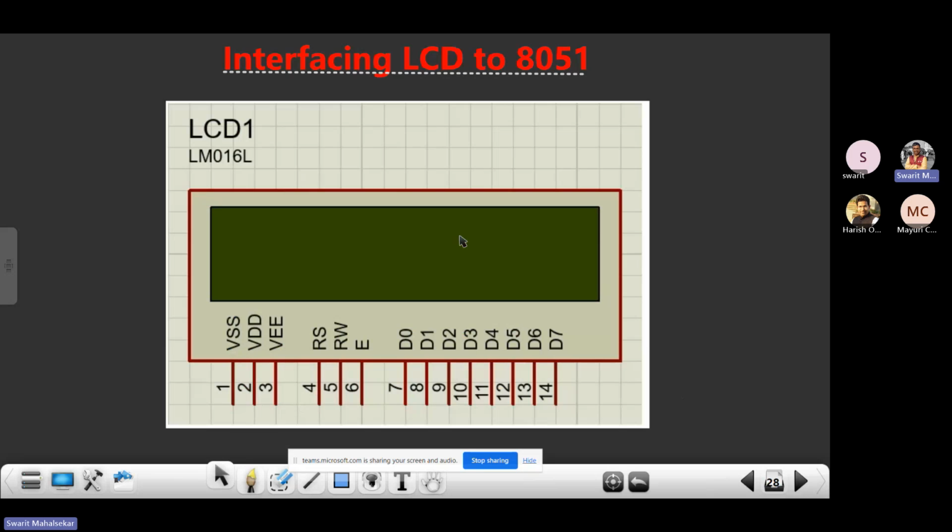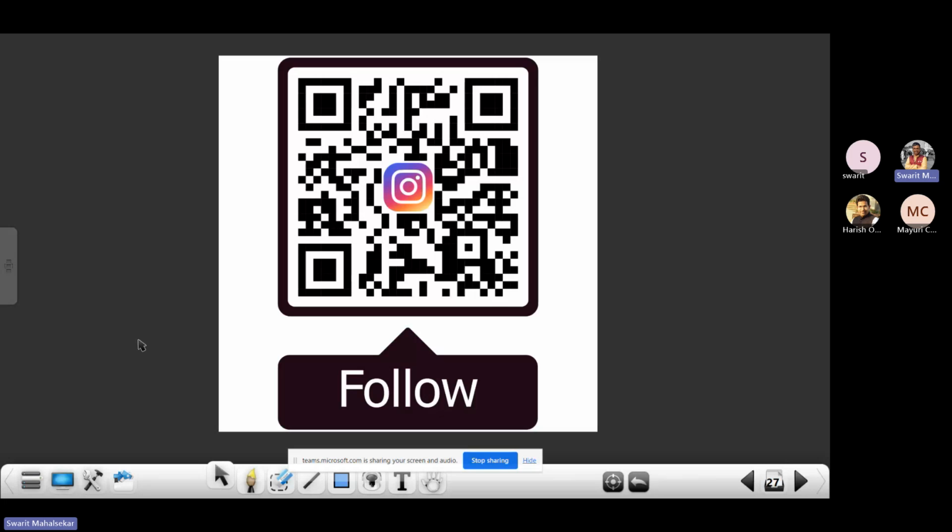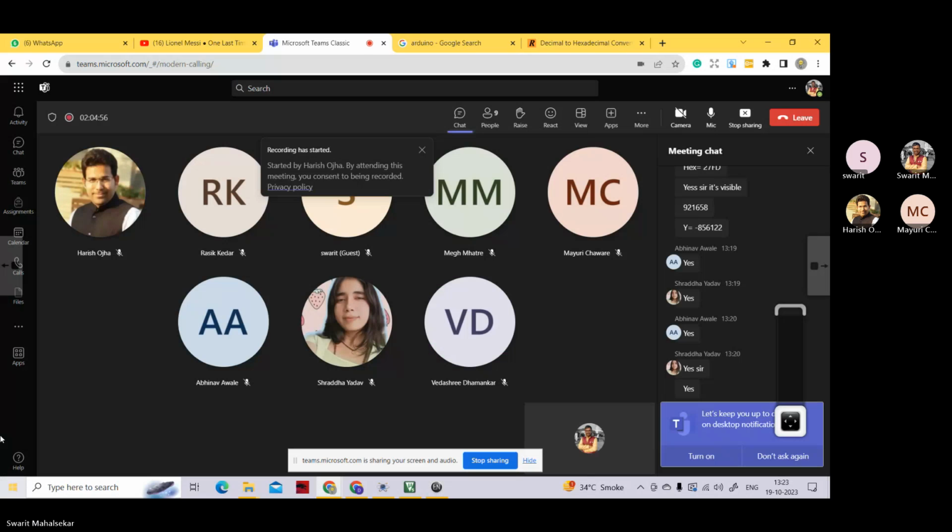And in that particular session, we'll see how to interface the LCD and how to display your name or certain characters onto the LCD. Okay, is this clear? So I'll just take a break of 2 minutes, and then we'll join back.